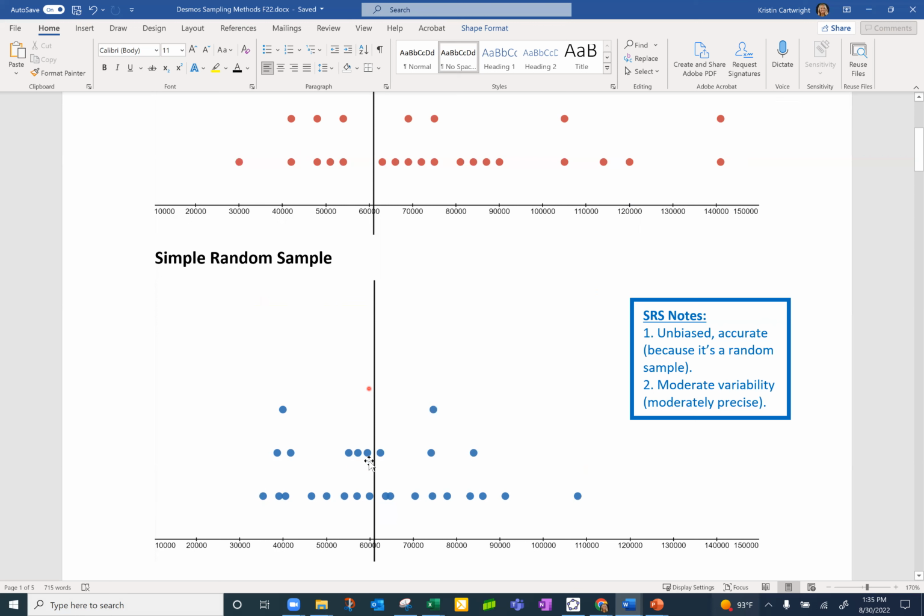Actually, I forgot to mention this black line. This black line is the true average for the income of all the households in San Antonio. So we're trying to get as close to here as possible with our samples. And you can see this one is a little more clustered around the mean, which we like to see. We don't want it to be too spread apart. The more spread apart we are, the less precise we are. So if we have moderate variability, that means we are moderately precise. And this one we can consider unbiased because it is a random sample. So that one got even better.